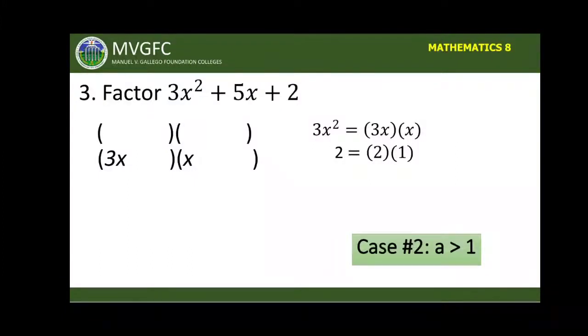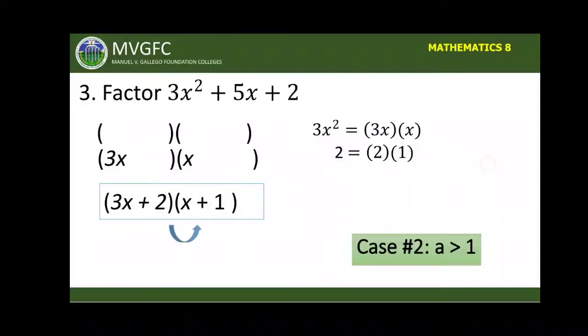Okay? Next is for you to think once again. Ito na siya, si factor ni 2. Si 2, iisip ka ng numbers na kapag pinag-multiply mo, the answer is 2. And that is simply 2 times 1. So, nilagay natin si 2 and 1. Okay? Now, paano natin malalaman kung tama po yung nilagay nating 2 and 1?